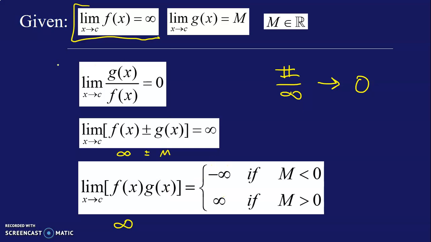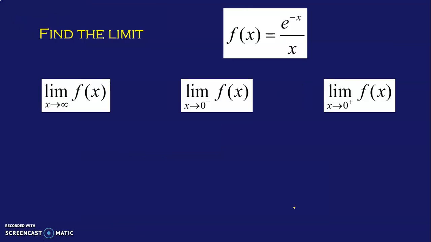Now, that may sound pretty straightforward, but let's look at some examples where it starts to get a little bit tricky. In this first one, we've got the function f of x is equal to e to the negative x divided by x. We want to know the limit as x approaches infinity of f of x, the limit of f of x as x approaches 0 from the left, and the limit of f of x as x approaches 0 from the right.